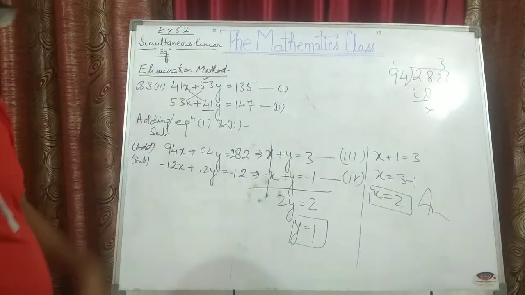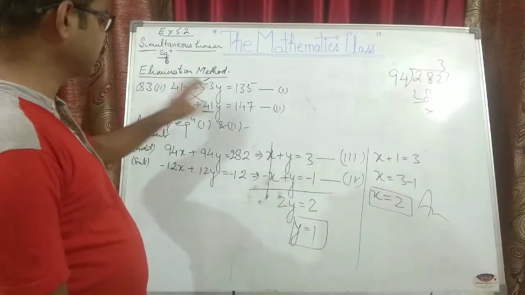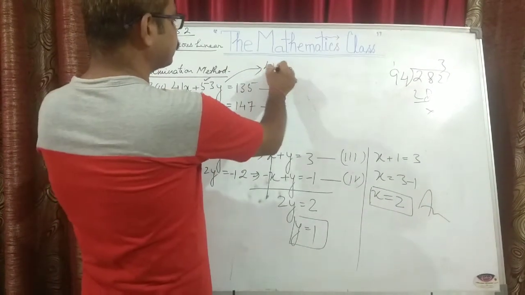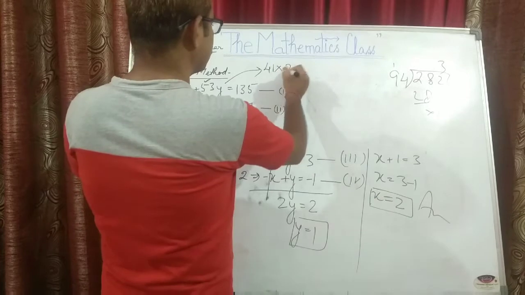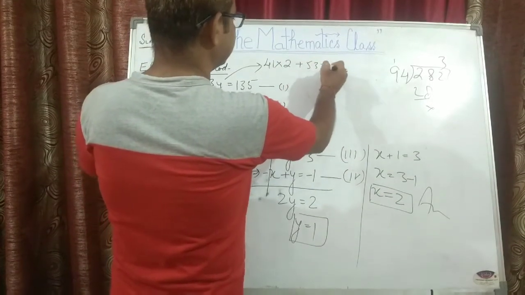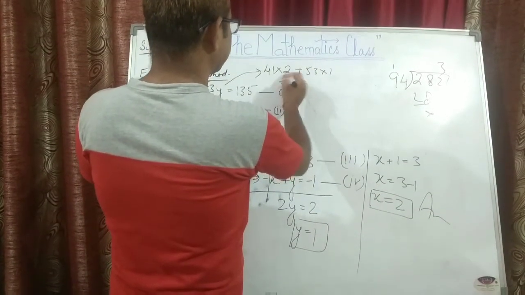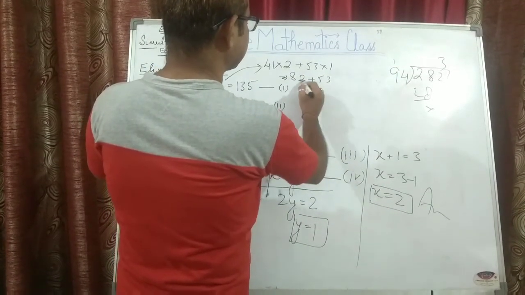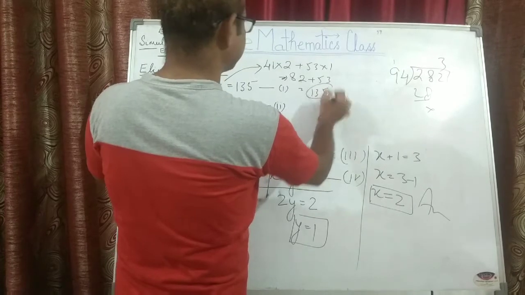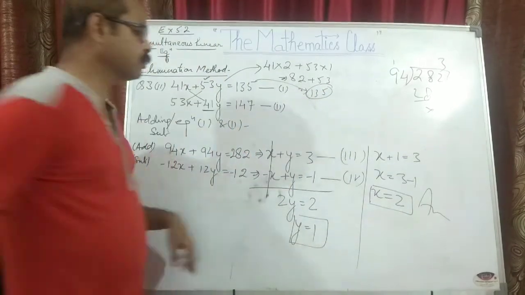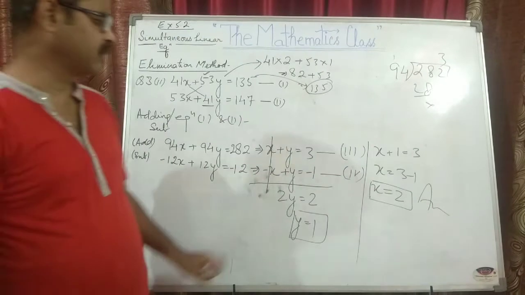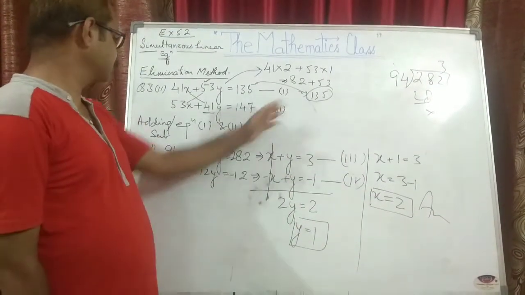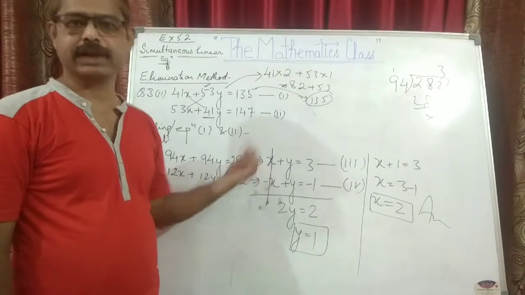If you want to cross check, just put the values in any of the equations. I am substituting 41 into x, which was 2, so 2 plus 53 into y, which is 1. So 41 into 2 is 82 plus 53. That is 3 and 2, 5, 8 and 5, 13, 135. So this is 135. It means whatever value we have solved is right, or our calculation is right. So this was question number 3, second part.